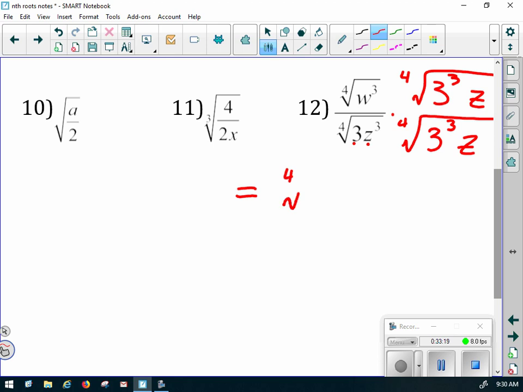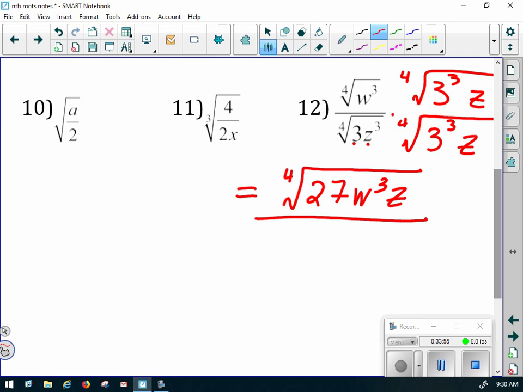4th root of. What's that numerator look like? It's not as ugly as the last one. I got a w cubed times 3 cubed. 3 times 3 is 9, 9 times 3 is 27. So I got w cubed times 27 times z, over 3z.